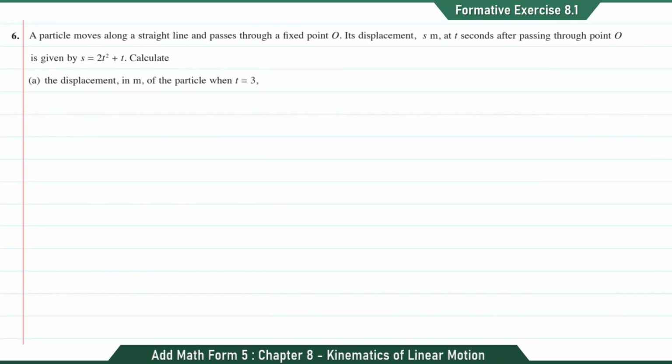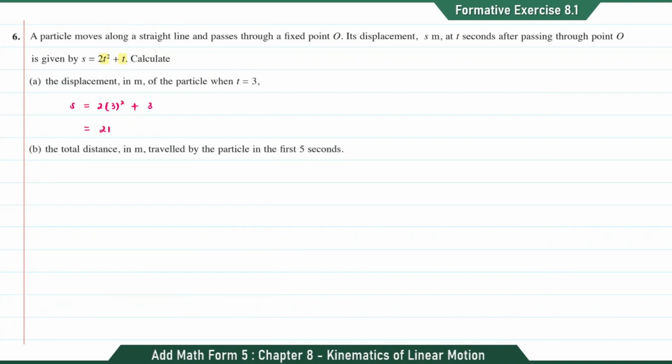Question number 6. A particle moves along a straight line and passes through a fixed point O. Its displacement s meter at t seconds after passing through point O is given by s equal to 2t squared plus t. Calculate A, the displacement in meter of the particle when t is equal to 3. So here we just need to substitute t equal to 3 into the displacement function. Then s is equal to 2 times 3 squared plus 3. Then the answer will be 21.